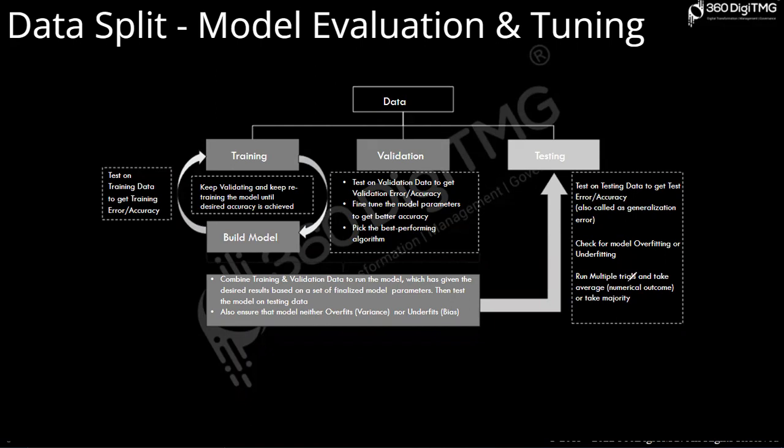When we split the data, the data splitting happens randomly. There will be certain functions that we are going to use, so randomization will be applied on the data when we divide it into training data, validation data, and testing data. These are certain things that we have to remember when we work on data split.